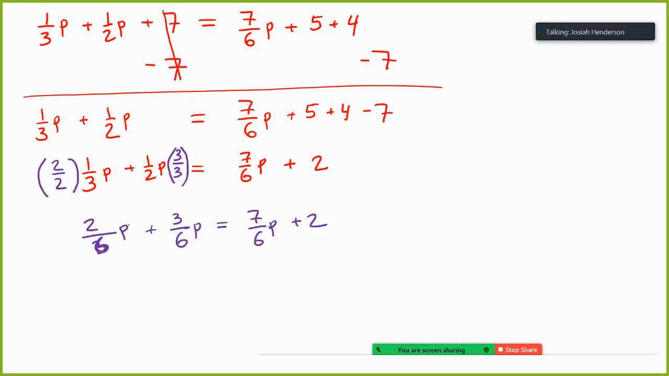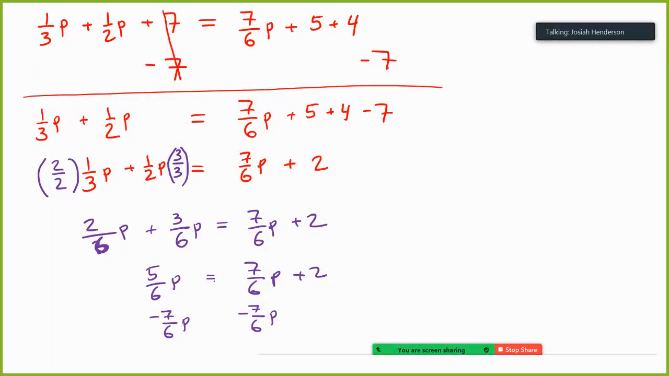But now the good news is we can combine these like terms. The p numbers are all fractions with sixth denominators. So 2/6p plus 3/6p on the left, that's 5/6p. And now I've got to move my 7/6p over. So we're going to do the opposite to move it across the equal sign, which is subtract 7/6p from both sides. We're doing the subtraction property.